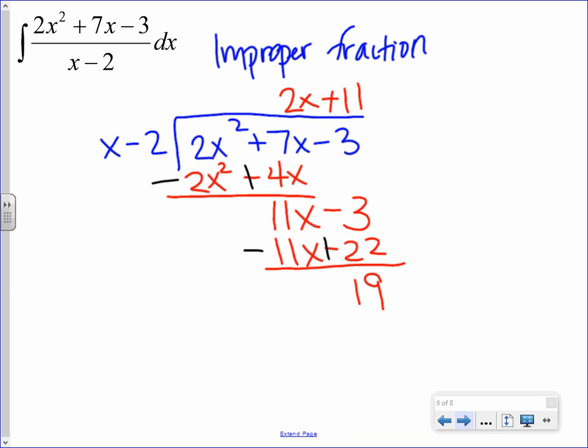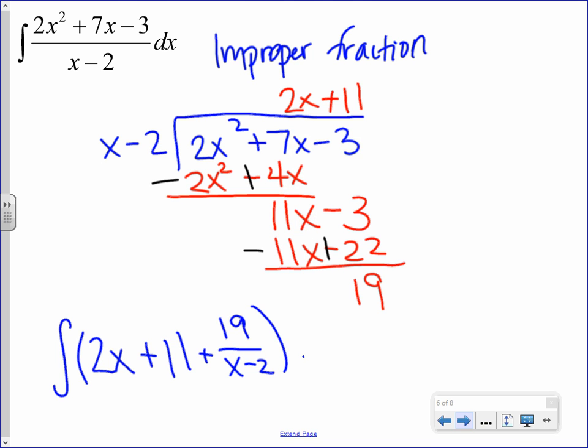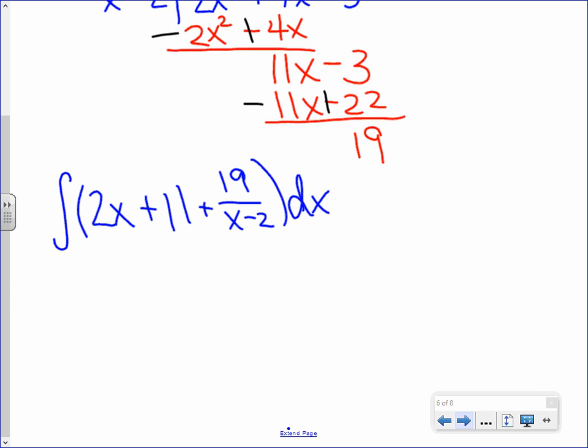Doesn't matter what the remainder is. I mean, it does, but doesn't matter how big it is. So now, instead of that improper fraction, we can write 2x plus 11 plus our remainder over the divisor. Our quotient is 2x plus 11, and then we tack on our remainder over the divisor. Now this is nice.